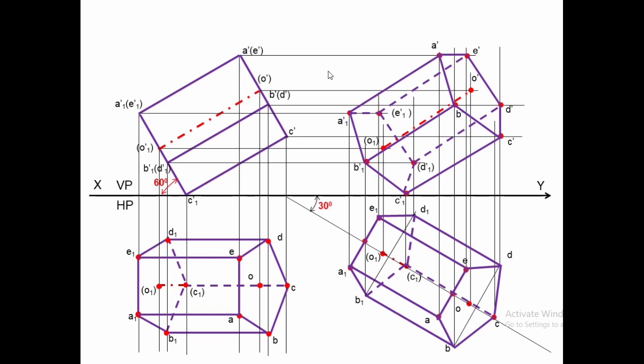This is the final view of the given problem. The prism of 20 mm side resting with one of its corners, base making an angle of 60 degrees, the top view of the axis making an angle of 30 degrees, then drawing the projectors to the front, getting the front view. There is a front view, there is a top view in the final position.